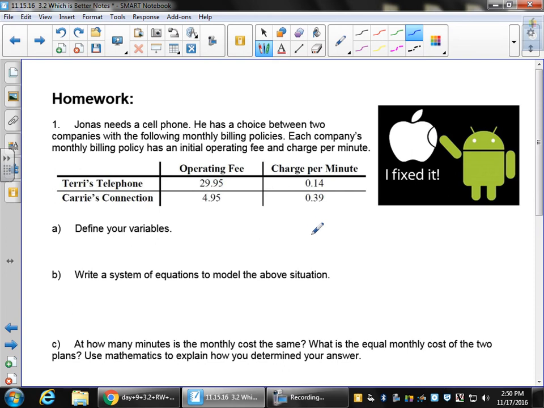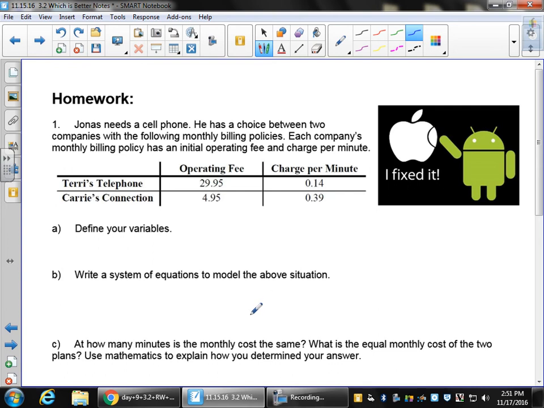Jonas needs a cell phone. He has a choice between two companies with the following monthly billing policies. Each company's monthly billing policy has an initial operating fee and charge per minute. So here are the two companies, Terry and Carrie, Terry's telephone and Carrie's connection. We have an operating fee and a charge per minute.